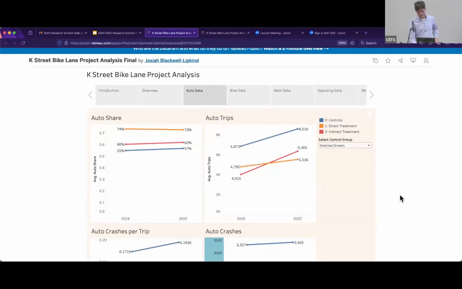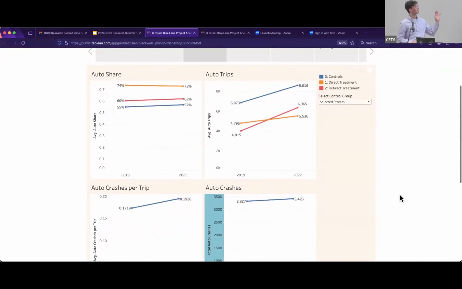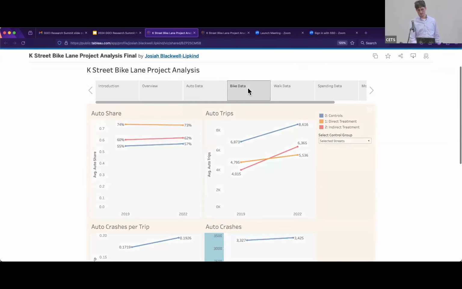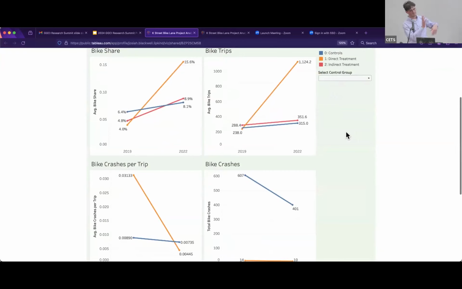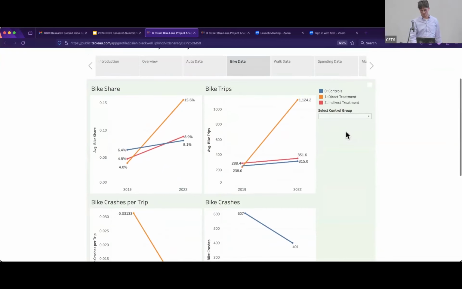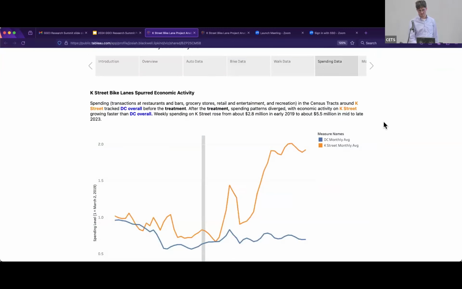And then you can look at all the data. So this is the data for automobiles. For both, you have share and trips, and then crash data. You have the same for bikes. Again, you can see the dramatic differences in trends, and walking trips. And spend data is also here.